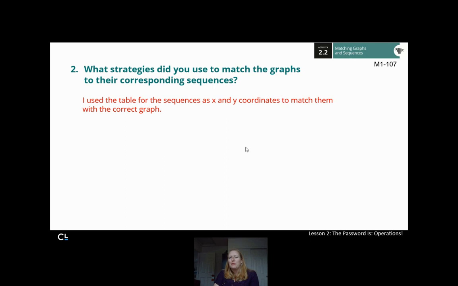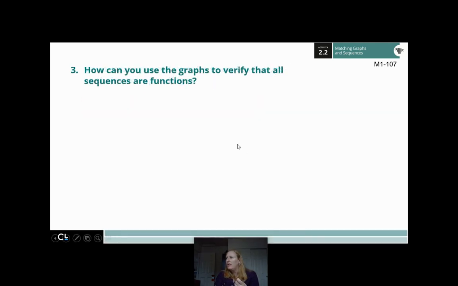Now here's a flashback. Remember with functions, we had a way of telling whether or not graphs were functions? Do you remember that? How can you use those graphs to verify that all sequences are functions? You may have to flip back to the last unit to remember what trick helped us determine whether or not a graph was a function. Go ahead and hit pause, find it, write it down on number 3, and then hit play when you're ready to continue the discussion.